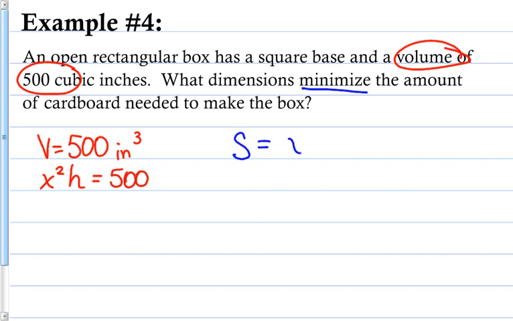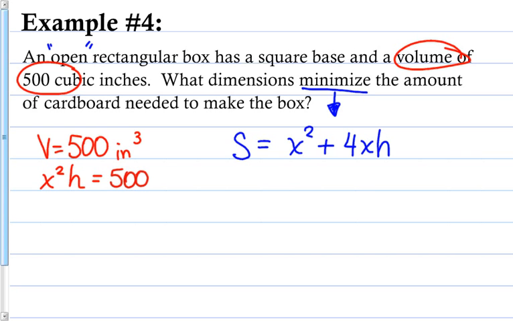The bottom was x times x. There is no top because it says that it's open. So no top, and then there are 4 sides that are x times h. So there's my surface area. That is my primary equation. I do not know what it equals. This is what I'm trying to minimize. I'm trying to minimize surface area.